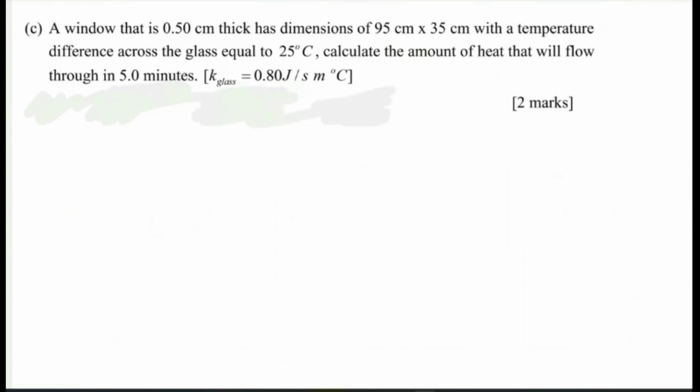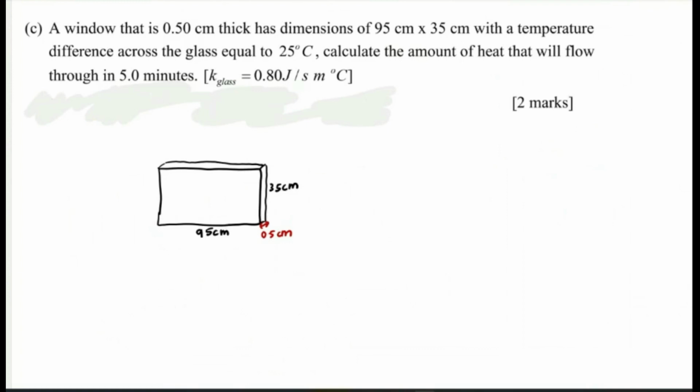Okay. So a window that is 0.5 centimeter thick has a dimension of, so let's say 95 centimeter times 35 centimeter, for example lah. Okay, so means that this is the thickness of the window. So this is 95 and this is the thickness T, 0.5 centimeter. So 95 ni yang panjang je lah. 95 centimeter and this is 35 centimeter.